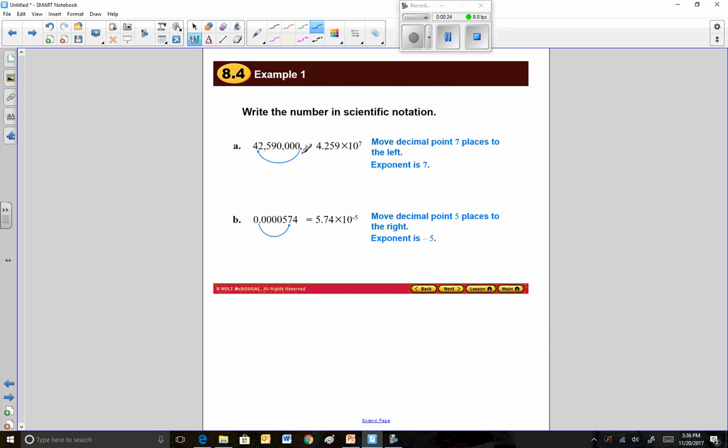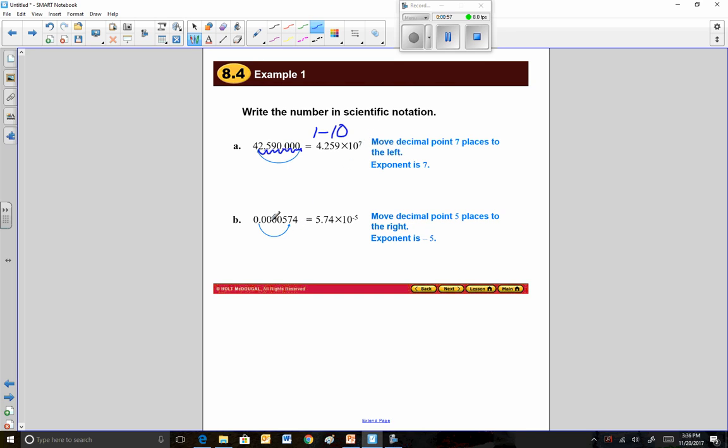So, as you move it over there, you will go 1, 2, 3, 4, 5, 6, 7 spaces until you get a number between 1 and 9. Notice that this number right here, 4.259, is a number between 1 and 10. Make sure it's a number between 1 and 10. If I had stopped here, it would have been 42.59, way too big. Anyway, so I moved it over 7 spaces, so I put times 10 to the 7th power.